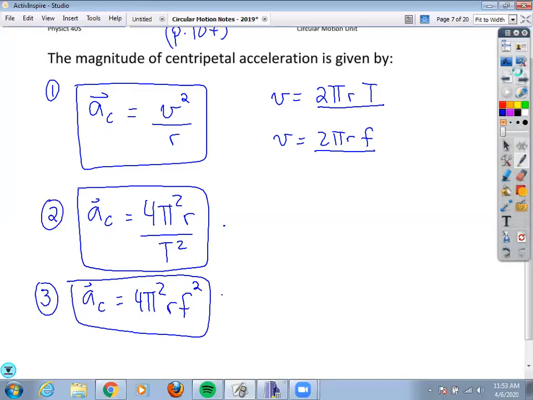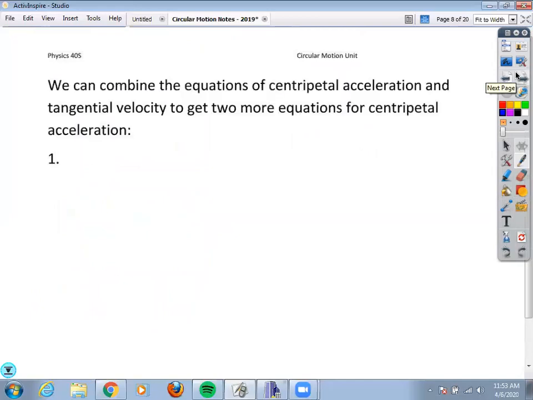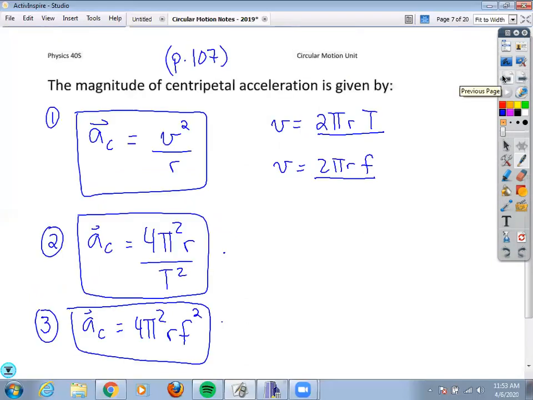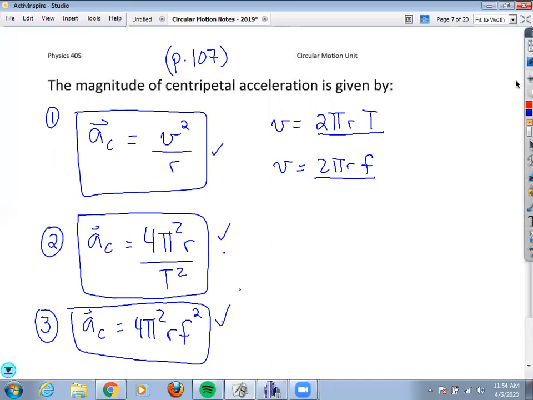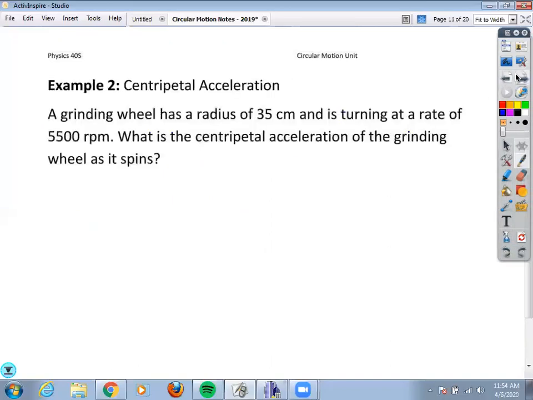So if we look at our next example, well, I kind of covered off those notes, so I'm not going to bother filling that in. I did that all there. I didn't go through the derivation, and we don't need to know that. You just need to know equation 1, equation 2, and equation 3. All right, so we can look at an example of centripetal acceleration.